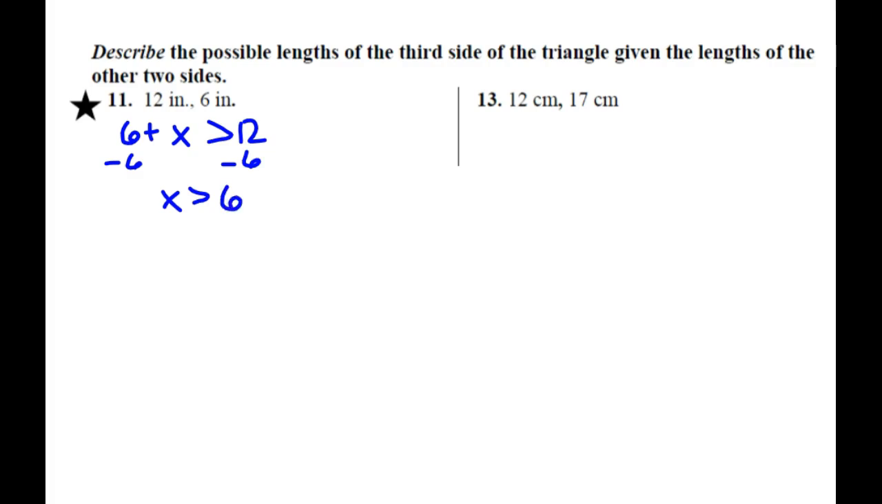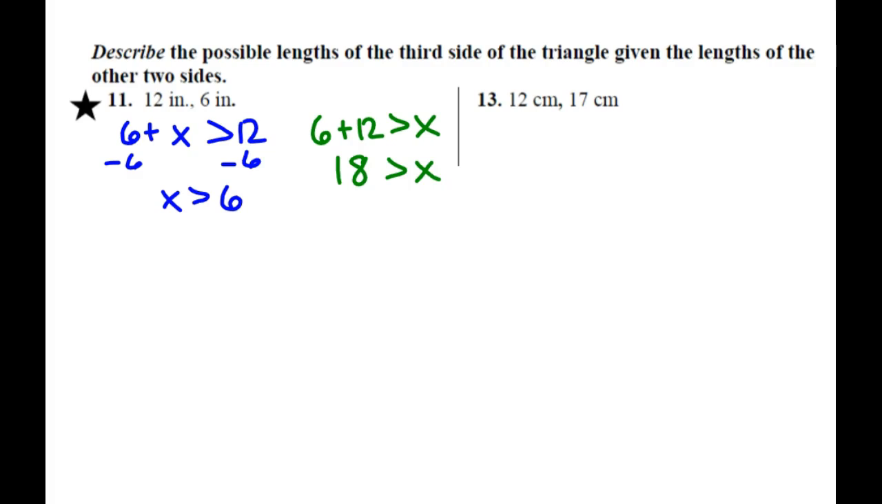But what if x, our third side, isn't our middle side? What if 12 isn't our biggest side and our x is the biggest side? Well, then we know that 6 plus 12 has to be bigger than our third side. So what's 6 plus 12? Well, 18 is bigger than x. And now we can put that all together. The smallest number can be a little bit bigger than 6. We can't actually get to 6.